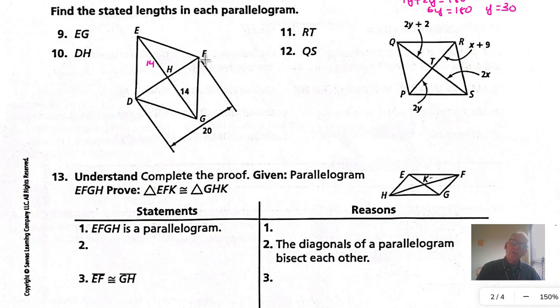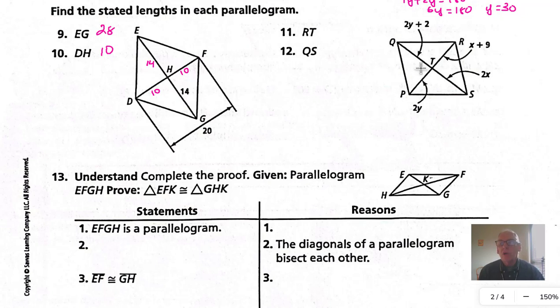This total length here is 20. Since diagonals bisect, each one, DH is going to be 10 and HF is going to be 10, because the diagonals need to bisect each other. So EG, which is this total length, is going to be twice 14, which is 28. And DH, which is half of DF, is going to be 10.